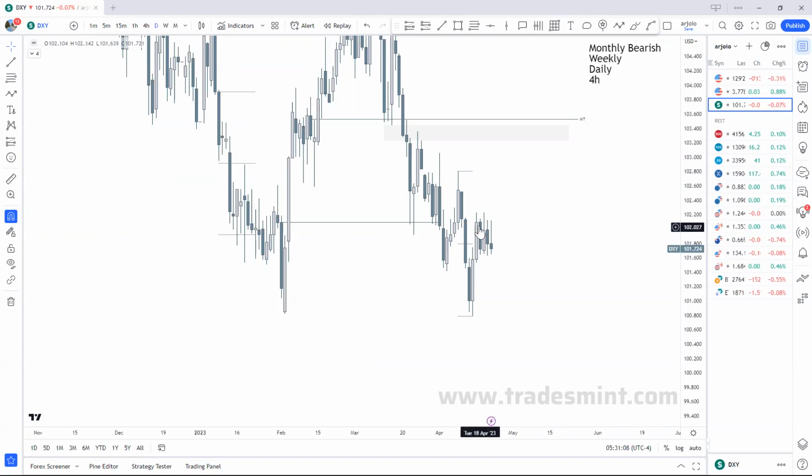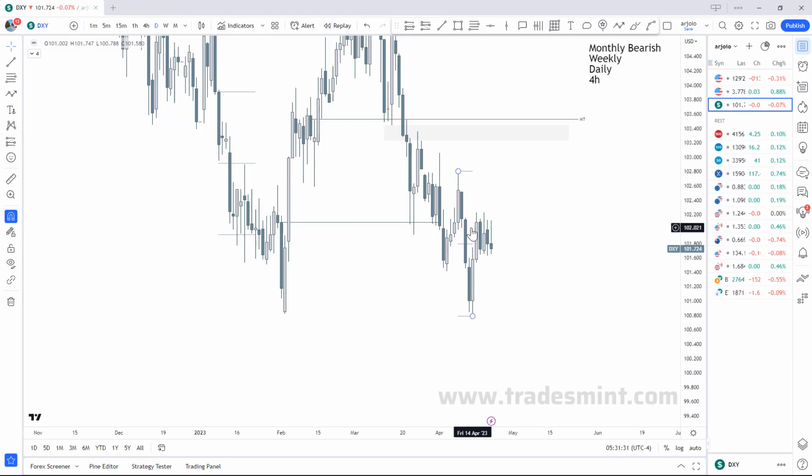We didn't even have displacement to the upside. On the daily, we didn't have an ST. We didn't have a market structure shift. So the only thing for me to tell you is look for sells right now. Look for shorts. The bearish arguments are stronger than the bullish arguments. But again, the bearish arguments are not that strong as well.